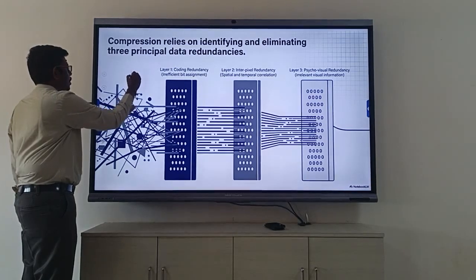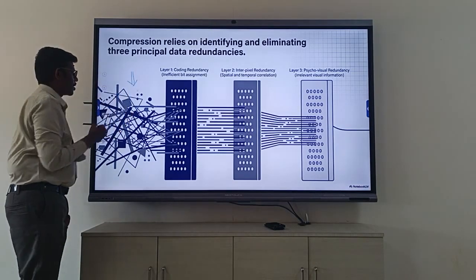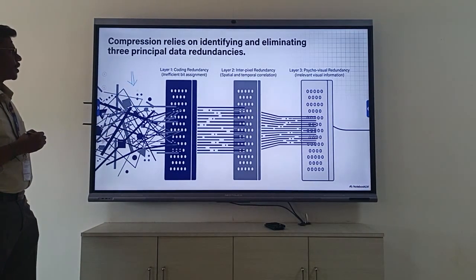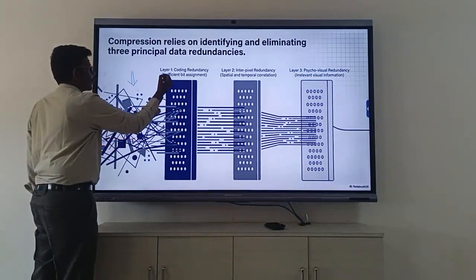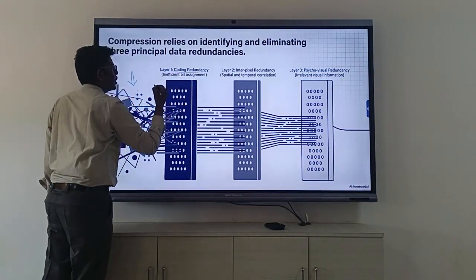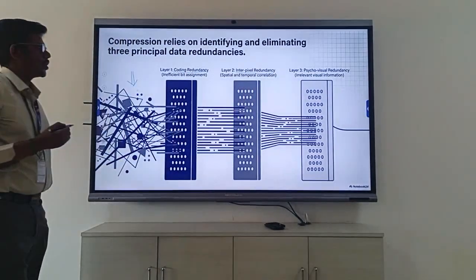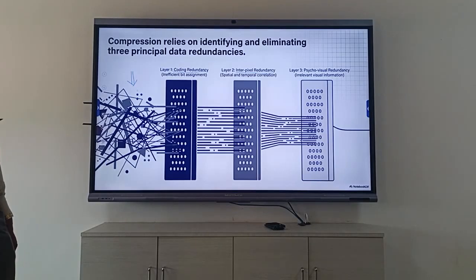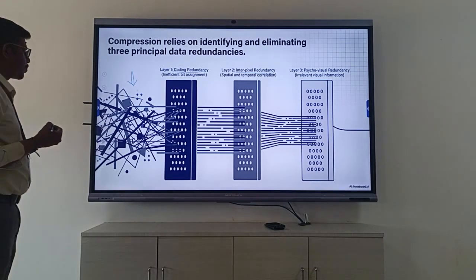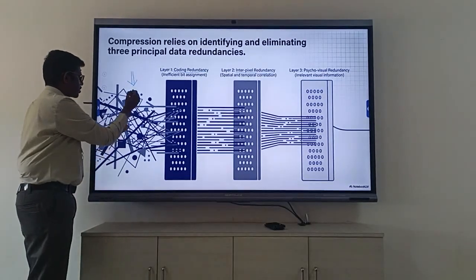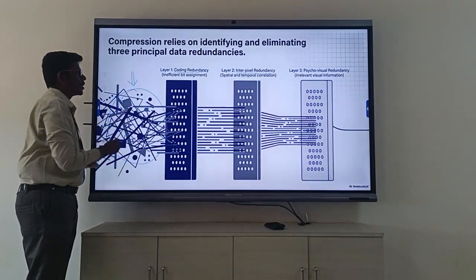This is an animated example of the data which will be transmitted. Layer 1 is coding redundancy, layer 2 is interpixel redundancy, and the third is psychovisual redundancy. This is the transmission of data when we go for image compression. This is the combination of data which we have to transmit.